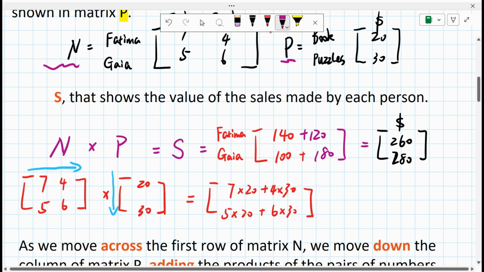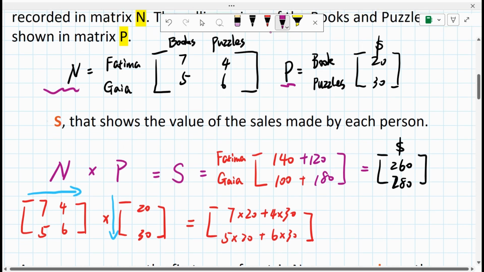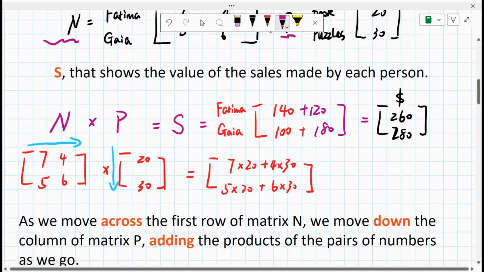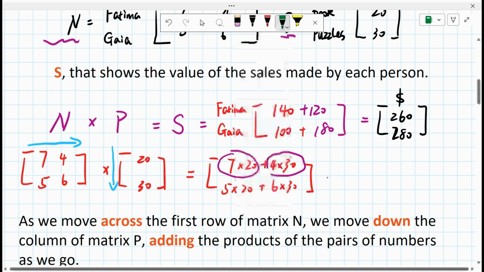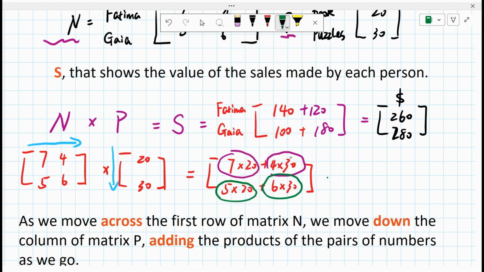First things first, let's have a look. Fatima has 7 books and 4 puzzles, so you do 7 multiplied by 20 plus 4 multiplied by 30. That's it. And for Gianna, it's 5 books at 20 and 6 puzzles at 30. Then you add them all together, and that's how much money you earned.